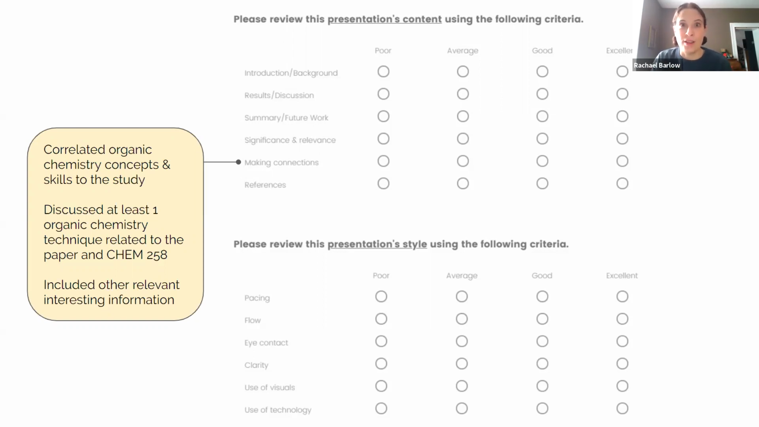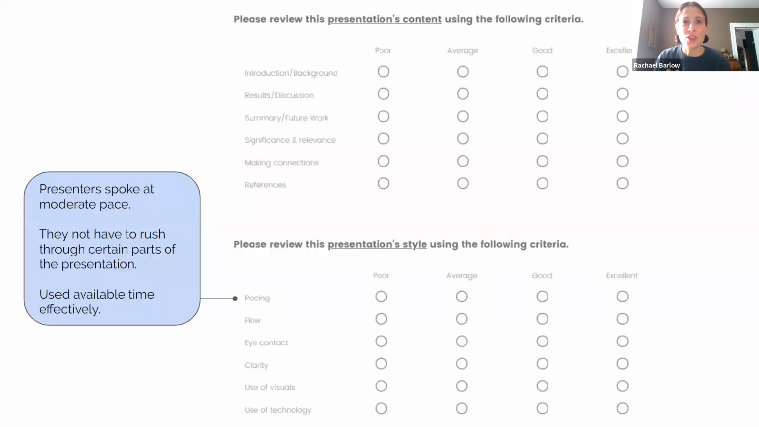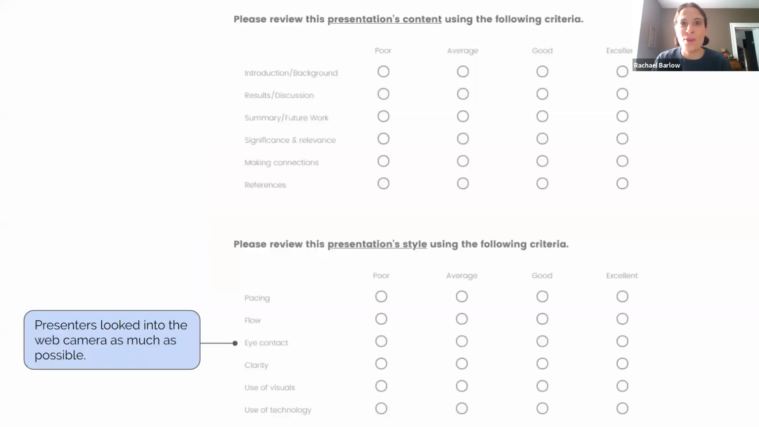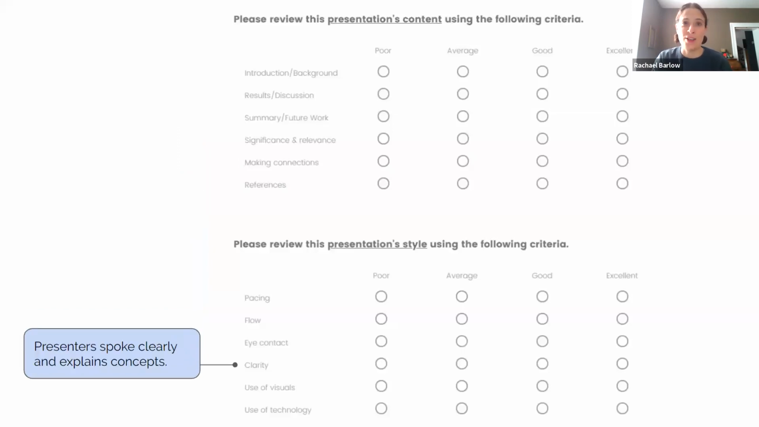We also want you to think a little about the style of the presentation. So when you're looking at these presenters, what's their pacing like? Do they talk at the right speed, or do they go too slowly or too quickly? Do they use the time they've been given effectively? What's the flow of the presentation? Is it clear why the presenter is moving from one topic to another? What about eye contact? Are the presenters looking at the webcam the same way I am right now, or are they looking off into space? How clear are the presenters? Are they speaking clearly and enunciating? And are they explaining concepts well?